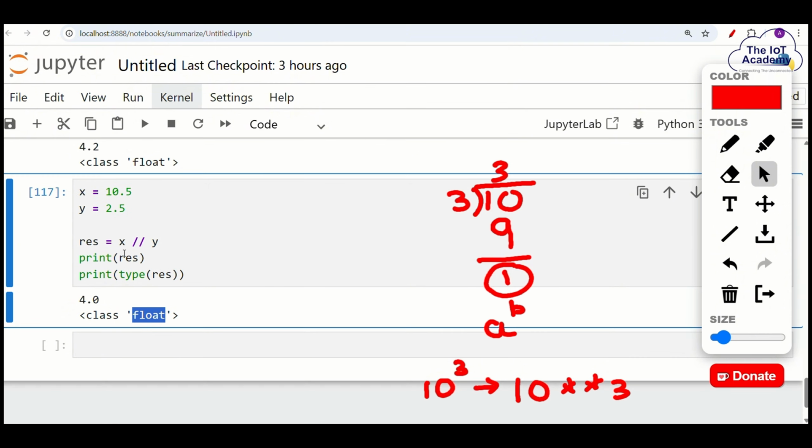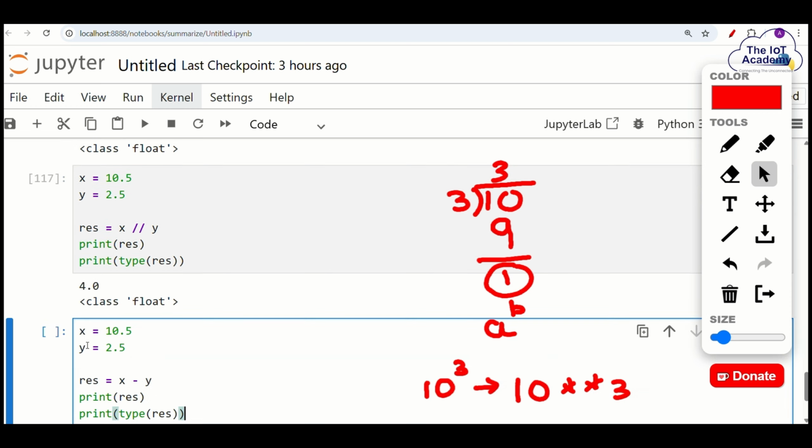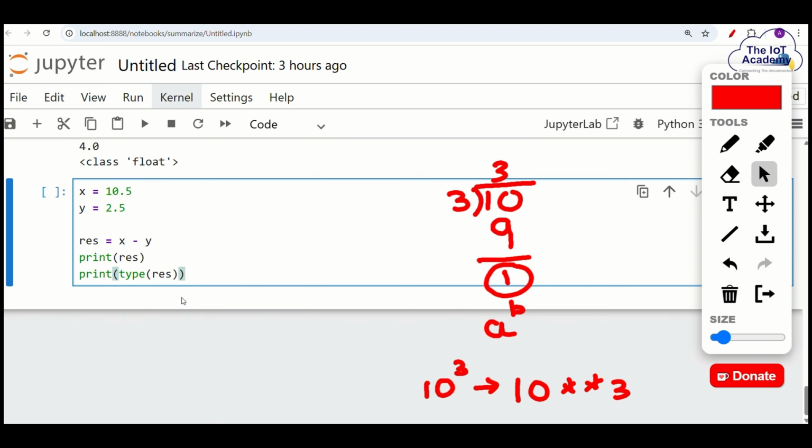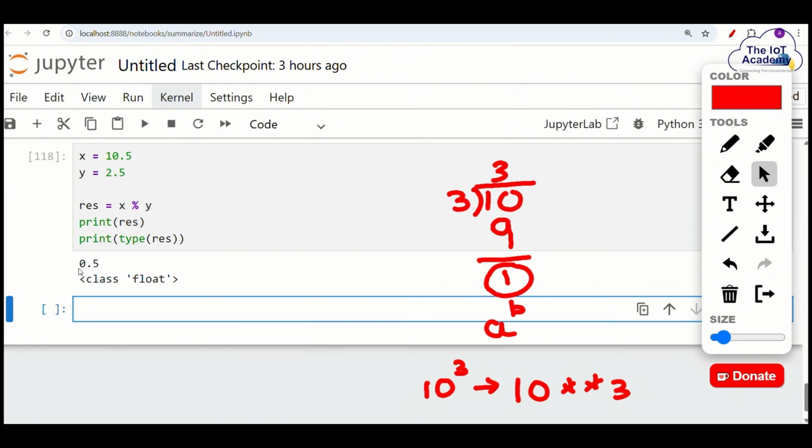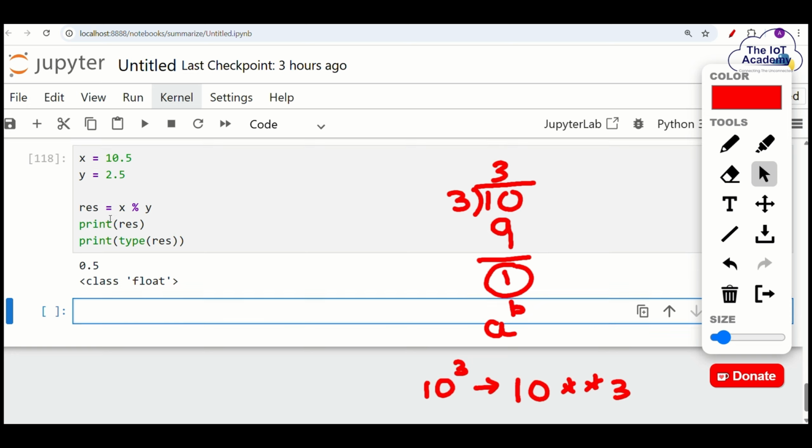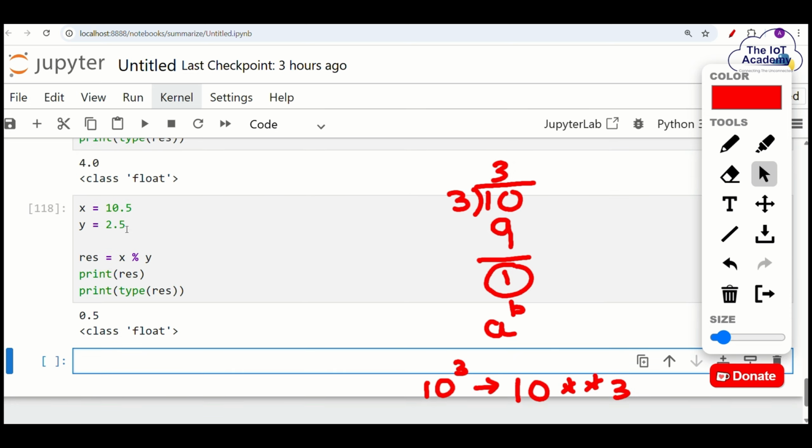Okay, what if you want to find out its modulus? If you recall, what's a modulus? Modulus is remainder, right? Okay, so let's do that. How do you do the modulus? You actually put the modulus operator, this one. Run this, and it's going to print class float. So 10.5 divided by 2.5, and your modulus operator gives you 0.5, which is your remainder.